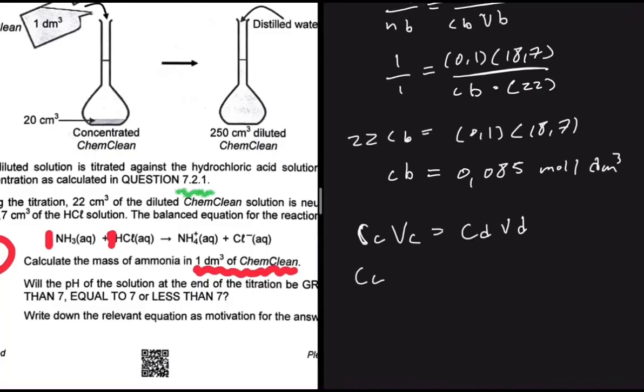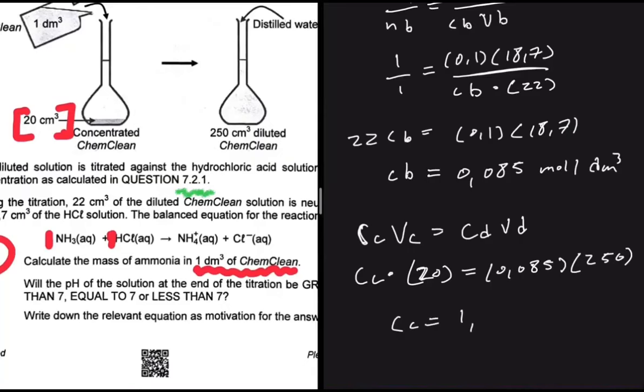So the concentration of the concentrated is what we're interested in, and then the volume of the concentrated is 20 centimeter cube, right? So we're gonna have 20 right there, being equal to the concentration of the dilute, which is 0.085 multiplied by the volume of the dilute, which is 250. So it should be quite obvious what we're supposed to do now. We're going to divide both sides by 20. And if we do that, the concentration of the concentrated will be equal to 1.0625 moles per decimeter cube, right?